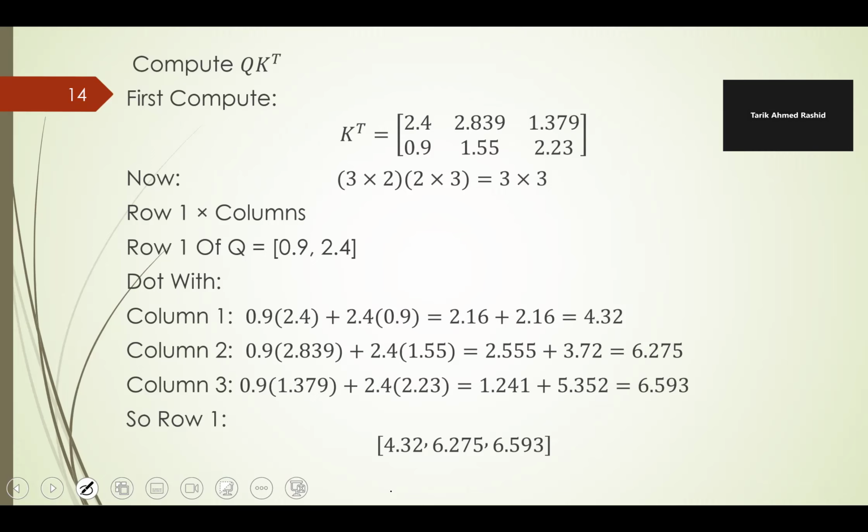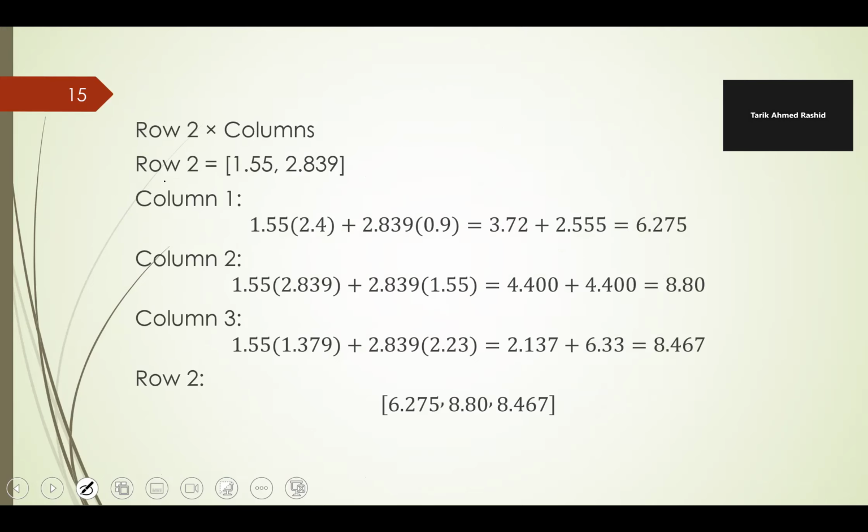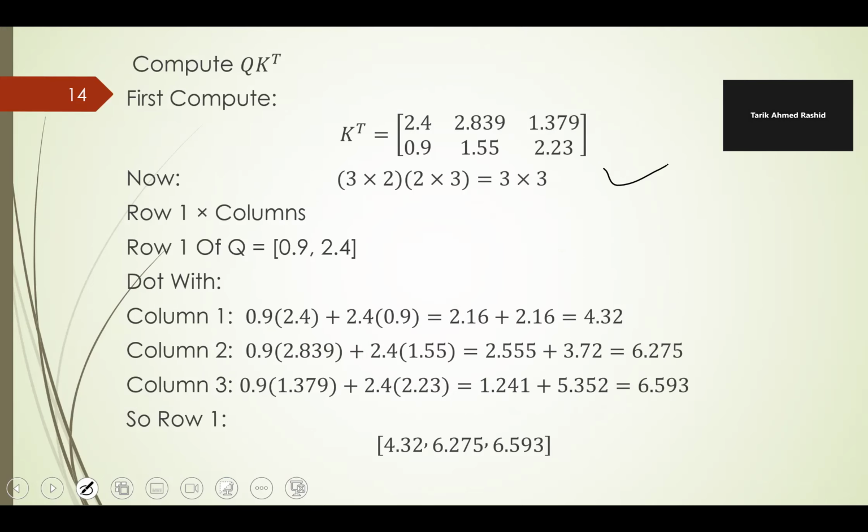Now, here we have to compute QK. So we have K, and the transpose of K, that's K transpose. It will be 2.4, 2.389, and 1.37, and 0.9, 1.55, and 2.3. So that's K transpose, and that's what we got here. And then we multiply by Q. Q was 3 by 2, so 3 by 2 multiplied by 2 by 3, 2 rows and 3 columns.